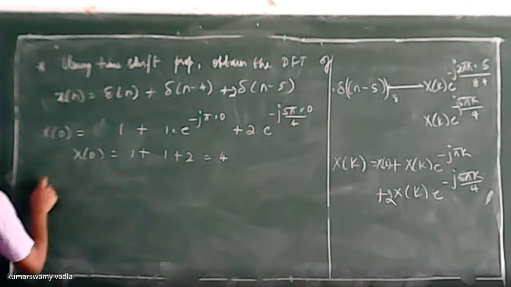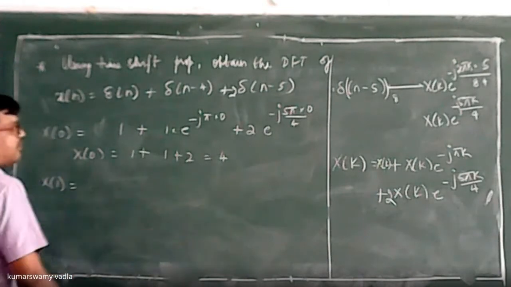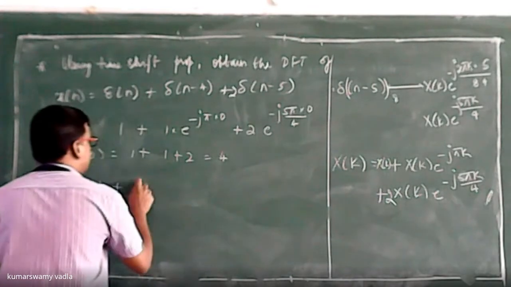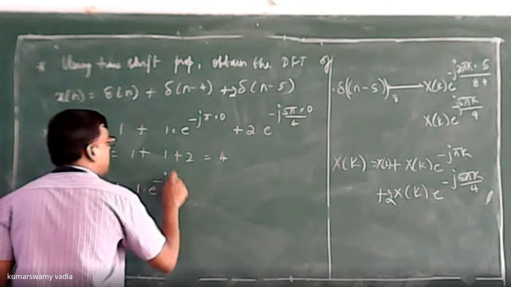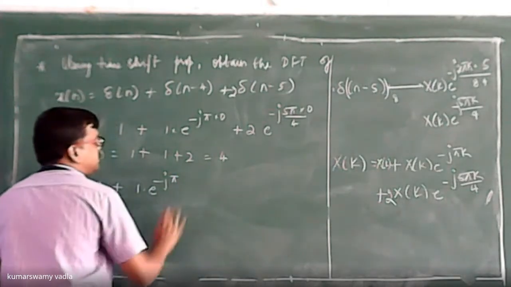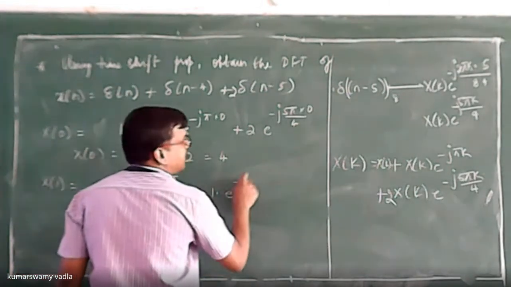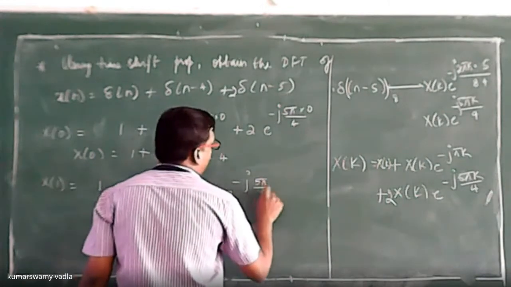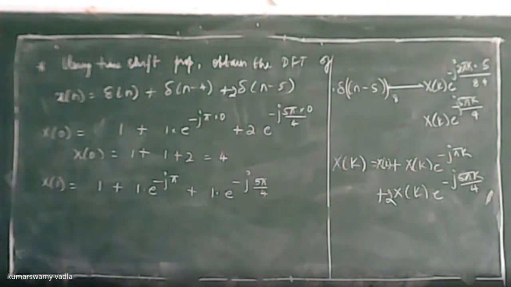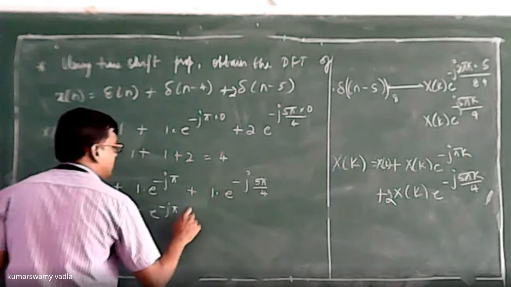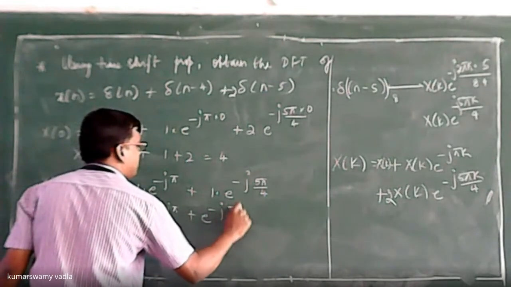Similarly, what is X of 1? X of 1 is 1 plus 1 into e power minus j pi k, where k is 1. So I will write here e power minus j pi, plus 1 into e power minus j pi by 4, because k is 1. Is the point of discussion clear, friends? So what will be this equation? 1 plus e power minus j pi plus e power minus j pi by 4.